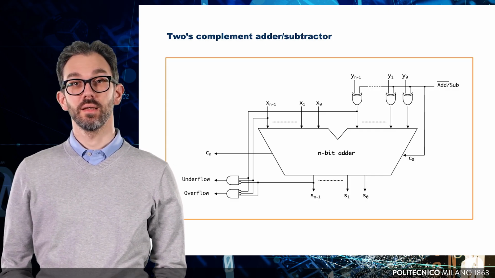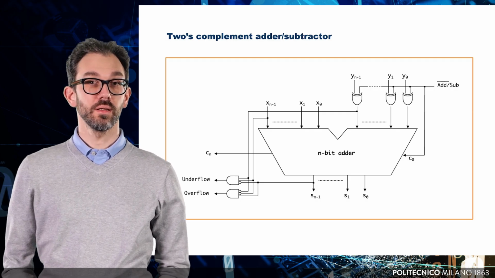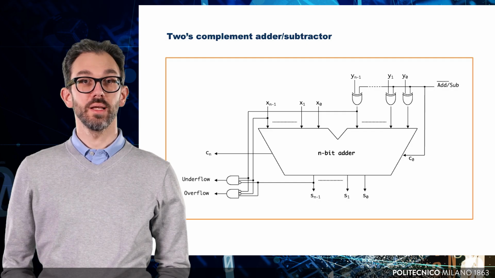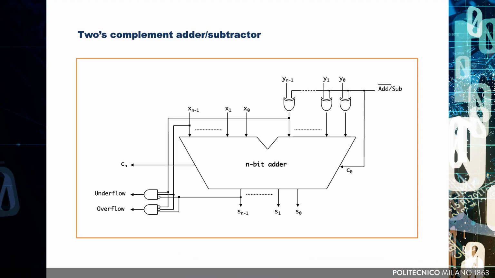On the other hand, if the operation is a subtraction, then C0 equals 1, and the bits of operand y are inverted. To this purpose, the XOR function here behaves like a controlled switch. When not add or sub equals 1, the bits of y are inverted for subtraction. When not add or sub equals 0, they remain unchanged for addition.